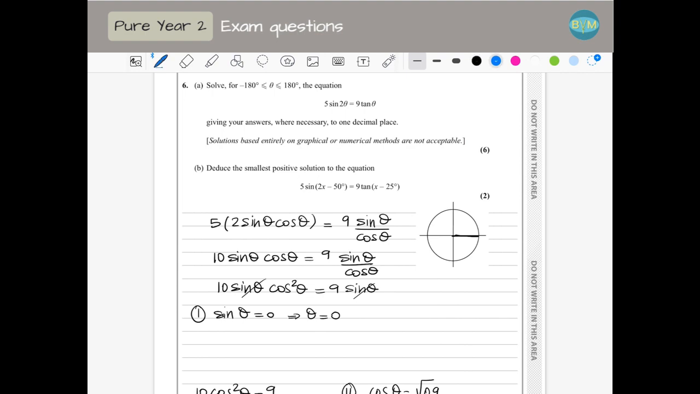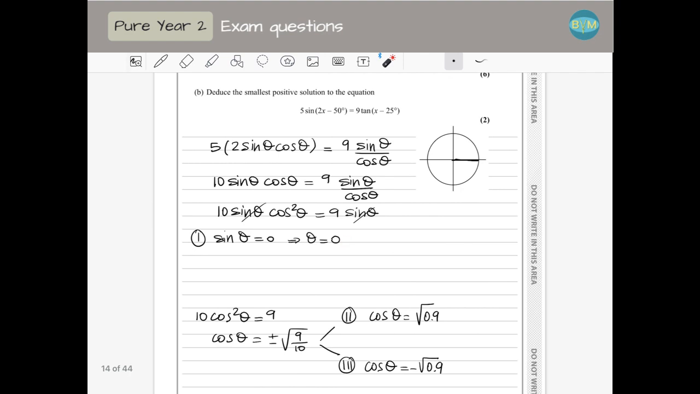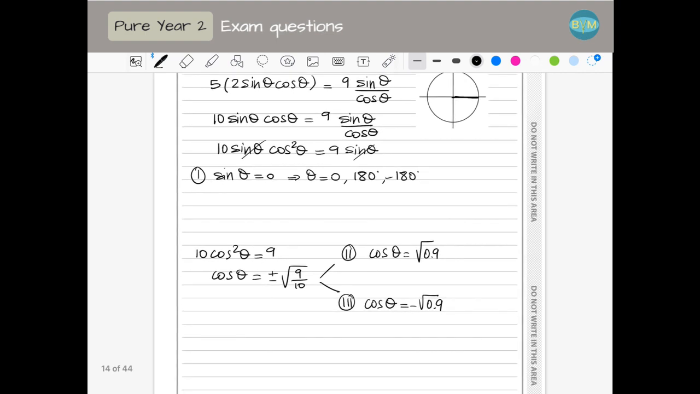The other values that give me sine 0 are going to be 180, because remember the sine is the y, or the vertical. So this one will be 360, but it's out of the interval. But the other values are going to be 180 and minus 180. So I have these two values. So 0 and plus or minus 180. These are my first three solutions.